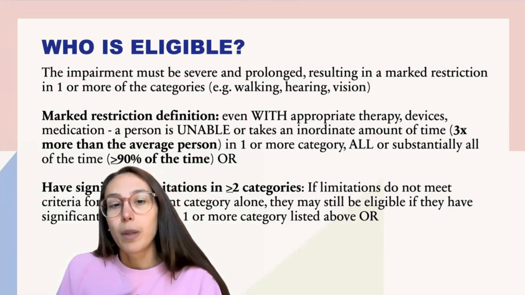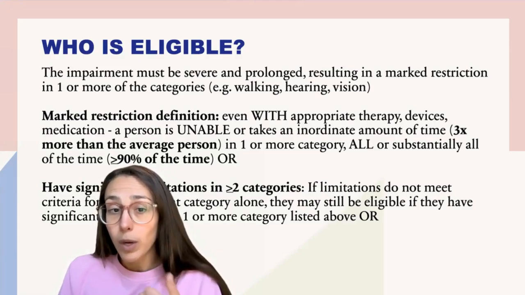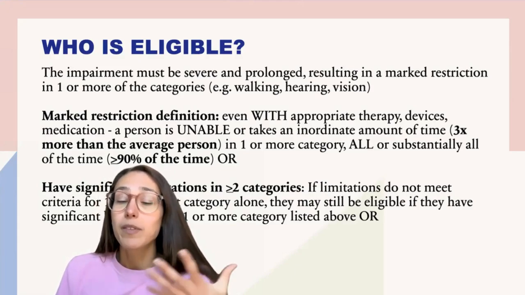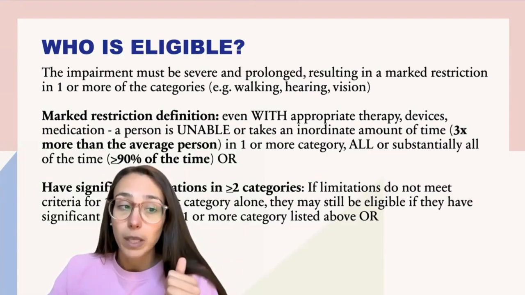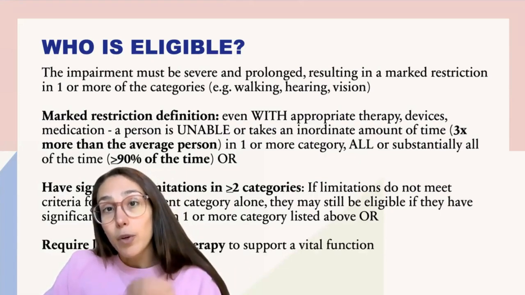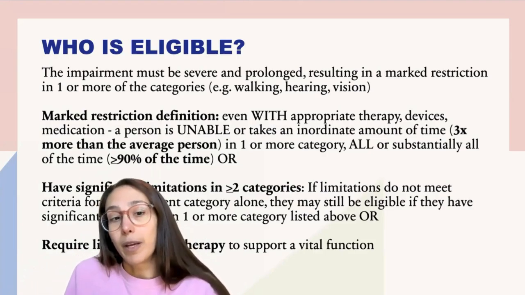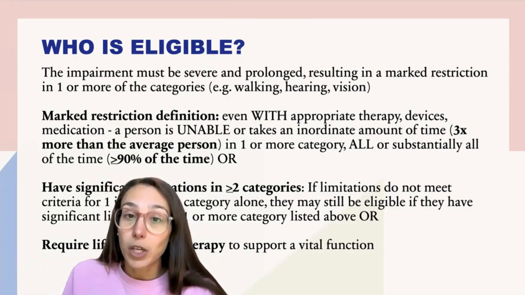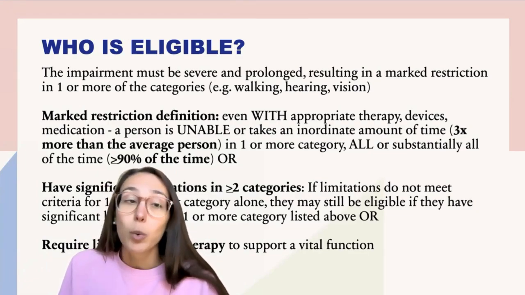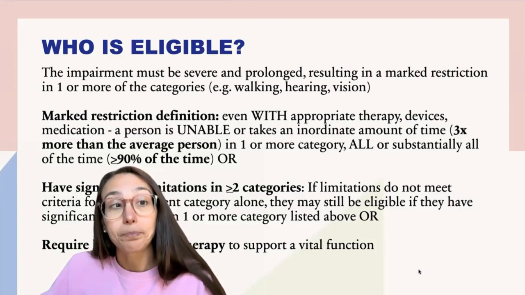So, in other words, if limitations don't meet criteria for one impairment category alone, they still could be eligible if they have significant limitations in one or more categories listed previously. The other kind of unique category is if they require life-sustaining therapy to support a vital function. So that might be daily or multiple insulin injections for type 1 diabetes, or if they're on an insulin pump. That's an easy example to use there.